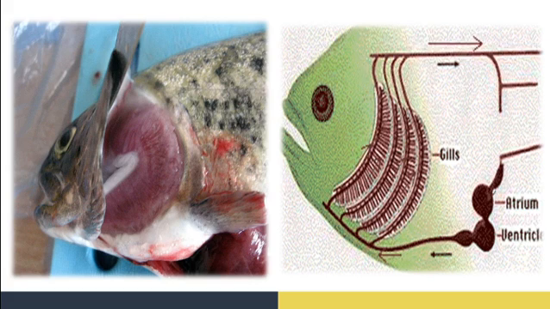Now see this picture of the fish and how it respires. The fish respires with gills. In the first picture, the opening of this portion is called the operculum.